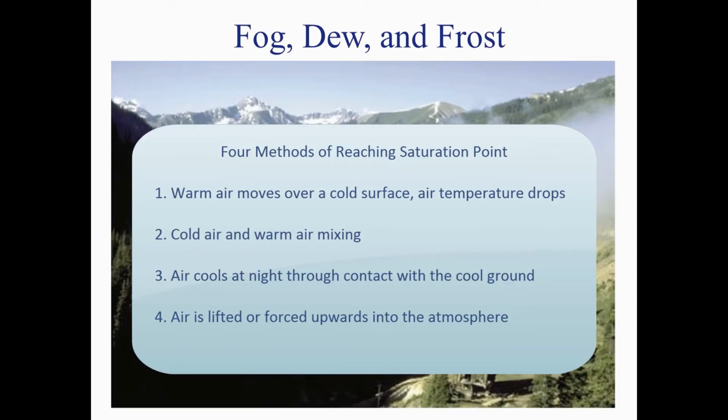First, when warm air moves over a cold surface, the air temperature drops and reaches the saturation point. Second, the saturation point may be reached when cold air and warm air mix. Third, when air cools at night through contact with the cooler ground, air reaches its saturation point. The fourth method occurs when air is lifted or is forced upward in the atmosphere.